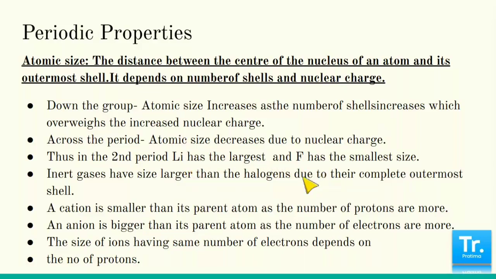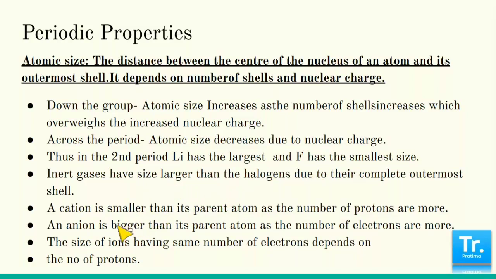We discussed that just now. But the inert gas, that is the element next to the halogen, will have a size larger than the halogen. Why? Because of the complete outermost shell. Since the outermost shell of the inert gases is always complete, therefore the size is comparatively larger than the halogen.